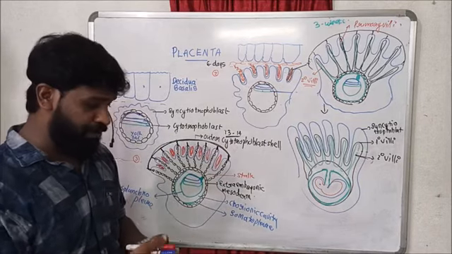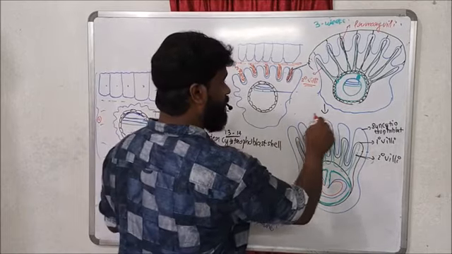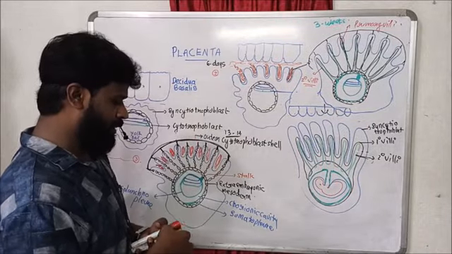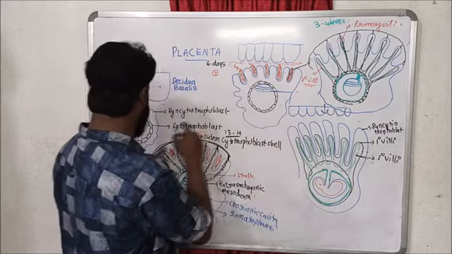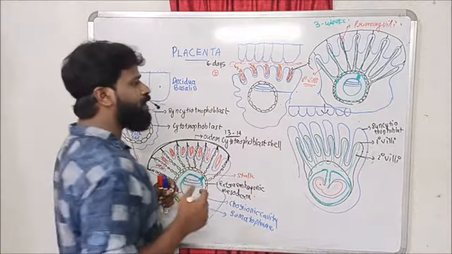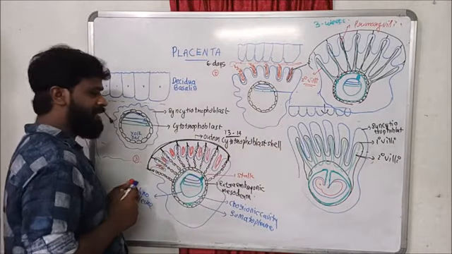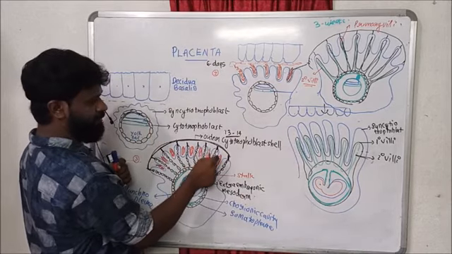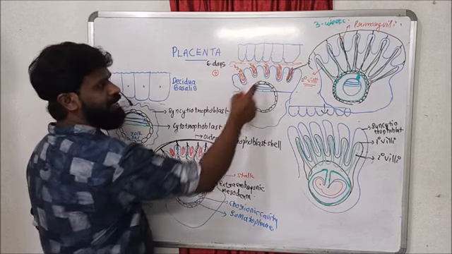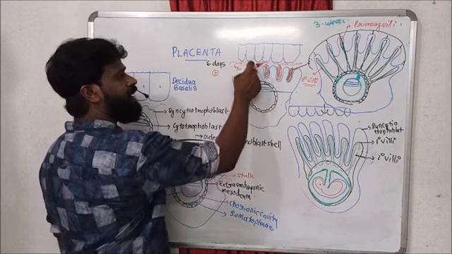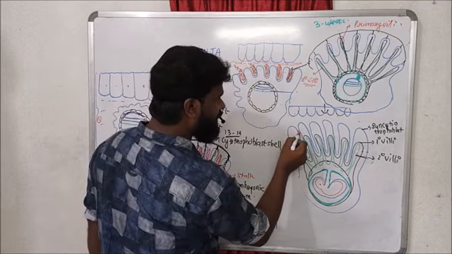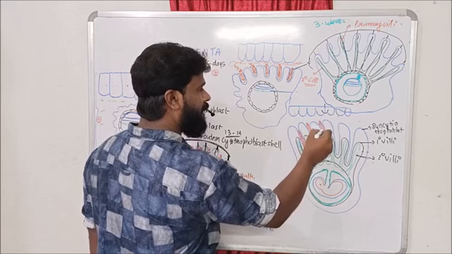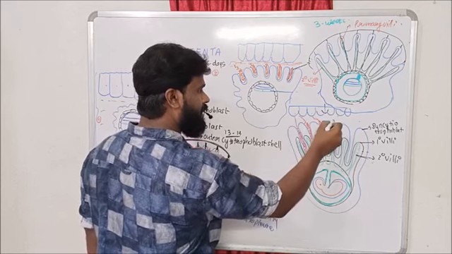And when it penetrates the endometrium of the uterus, these are the endometrial tissues, the endometrium decidua, and this is the functionalis layer. Now this embryo is in this endometrium functionalis layer, and at this stage this space is known as lacunae. This lacunae contains maternal blood.